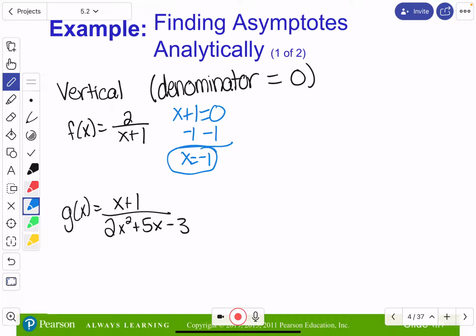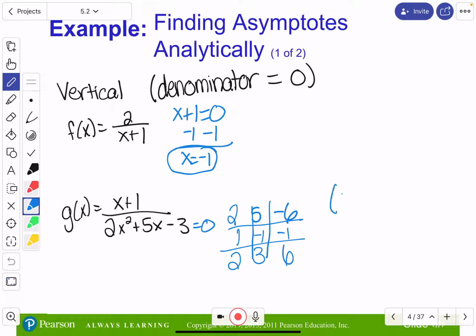For g of x, we would do the same thing, but because we have a quadratic, we need to factor it. So 2, 5, and negative 6. Negative 1 times 6. Greatest common factor. Multiply up, multiply across. We get x plus 3 and 2x minus 1. And now we solve each of those.